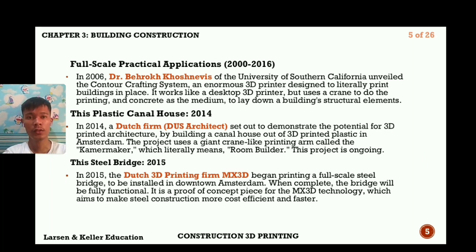In 2015, the Dutch 3D printing firm MX3D began printing a full-scale steel bridge to be installed in downtown Amsterdam. When complete, the bridge will be fully functional. It is a proof-of-concept piece for the MX3D technology, which aims to make steel construction more cost efficient and faster. MX3D is 3D printing a bridge across a canal in Amsterdam with the support of partners including Autodesk.